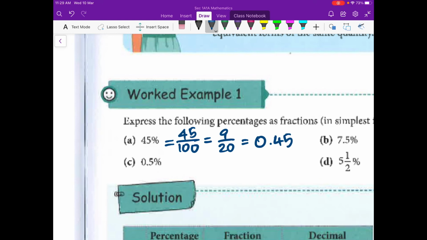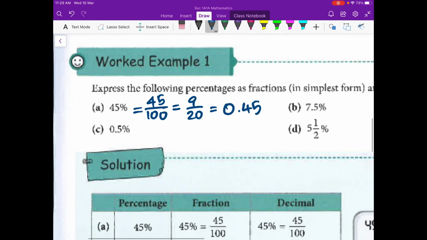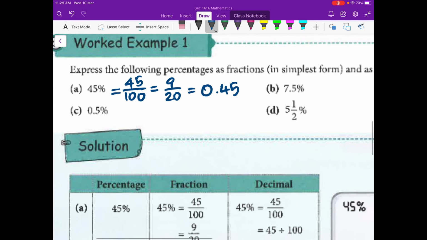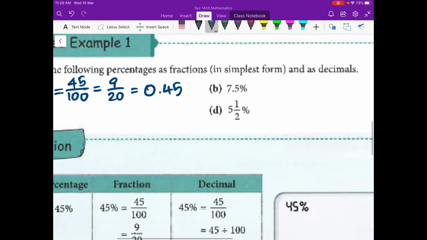So I want you to write this down in this format for this type of question. Whenever we ask you to convert percentage to either a fraction or decimal, write over 100 first, then use your calculator. Okay, so that's for part A. Now, I want to do part D with you. We are skipping B and C first. Let's try the more difficult one, part D.